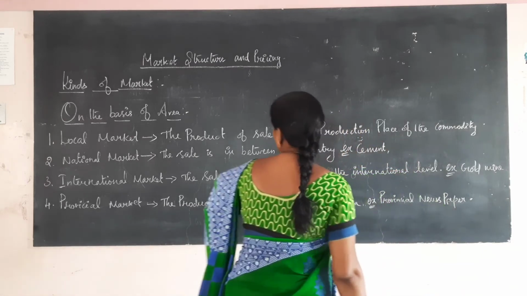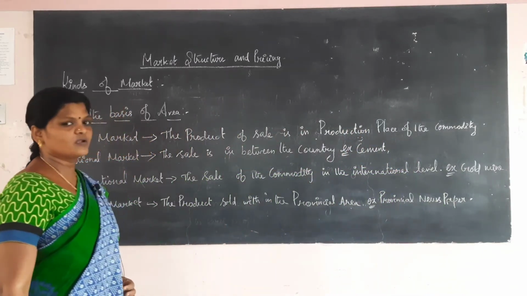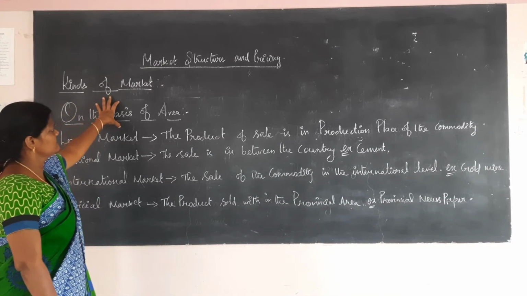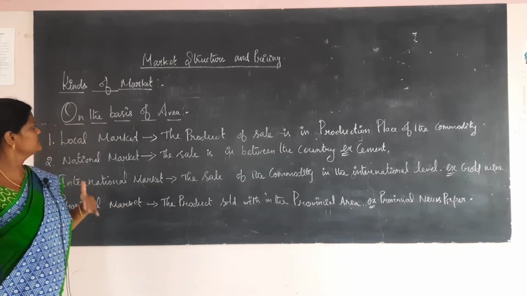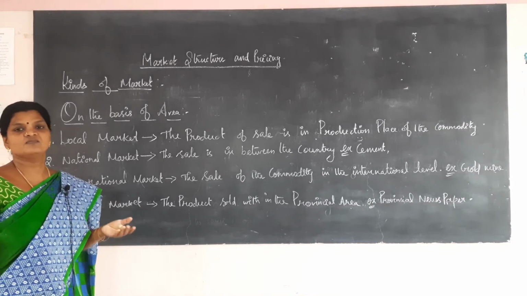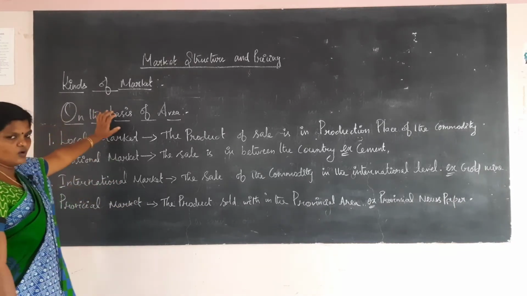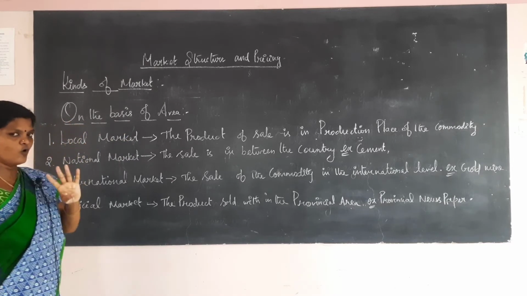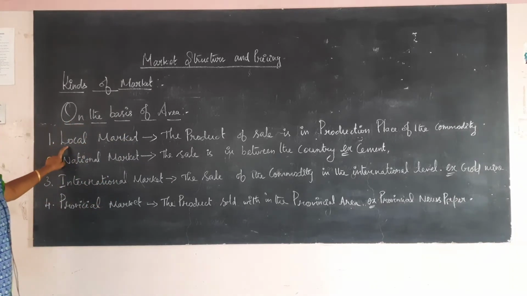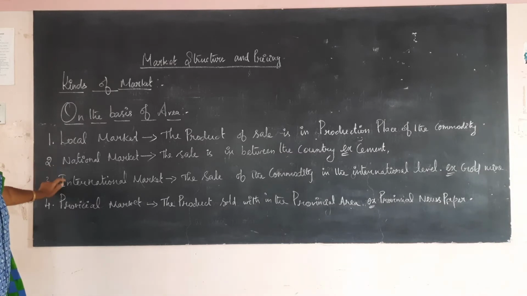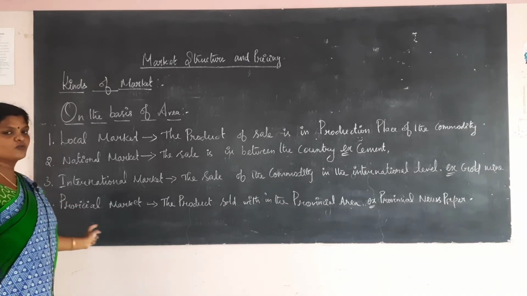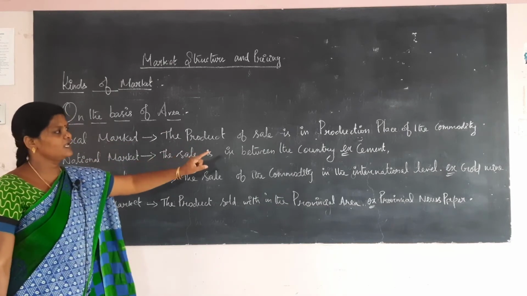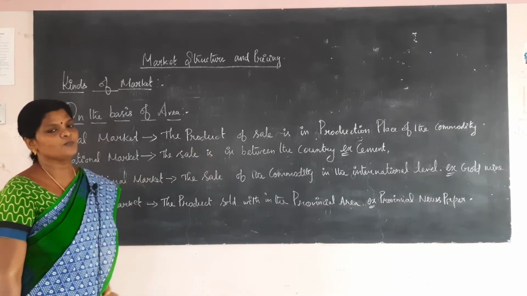On the kinds of the market, we have to classify the market under the basis of area and the basis of time. Here, first one, on the basis of area, we can classify the market into 4. They are local market, national market, international market and provincial market. Local market means the product of sale is in the production place of commodity.